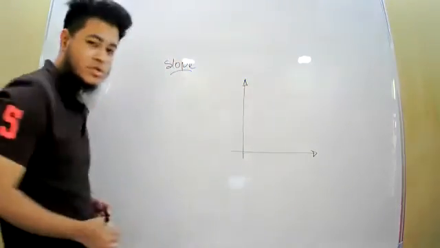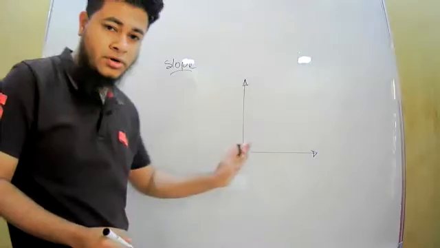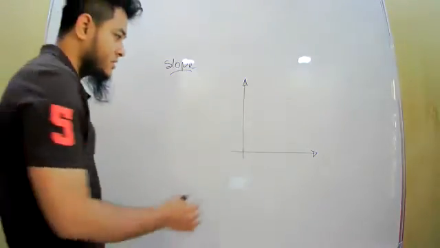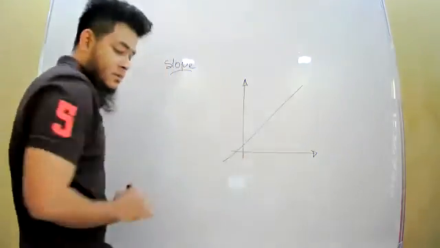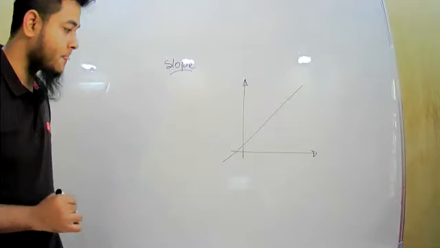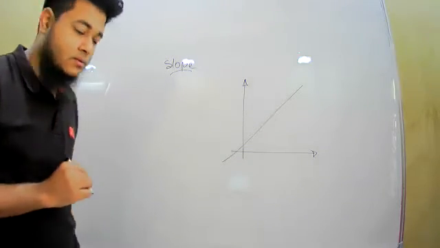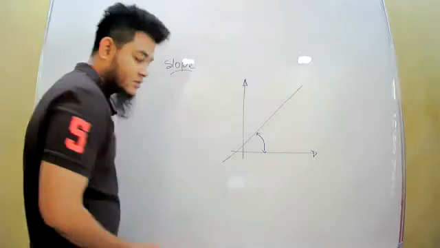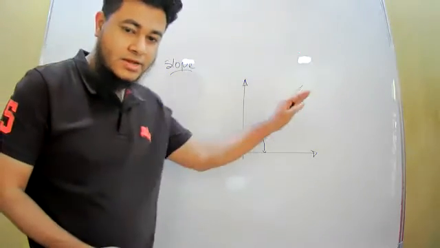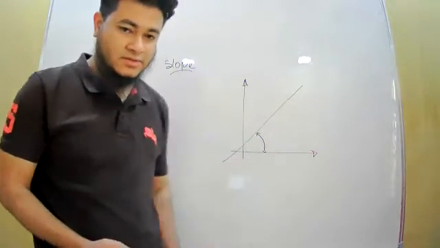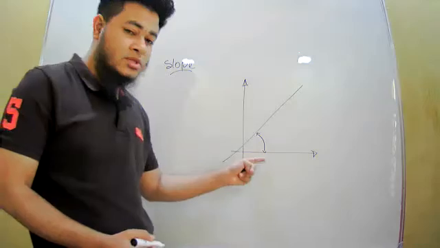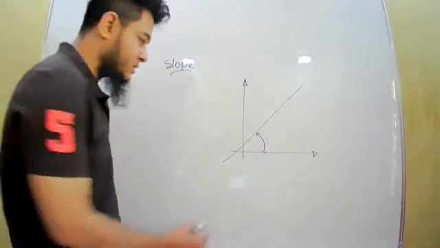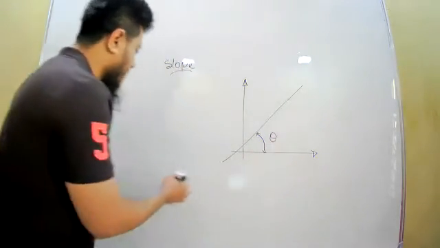We have studied about a straight line. This is a coordinate system, and in a coordinate system, let us say this is a straight line. Now this straight line will form an angle with the positive x-axis, right? This is the straight line and this is the positive side of x-axis. So in between these two, there will be an angle. Let us say that angle is theta.